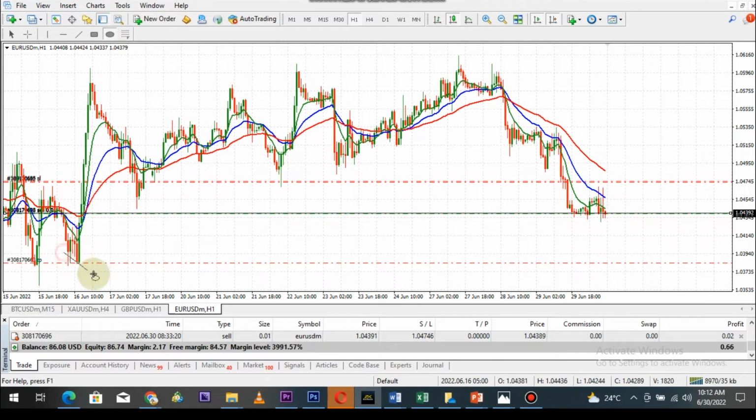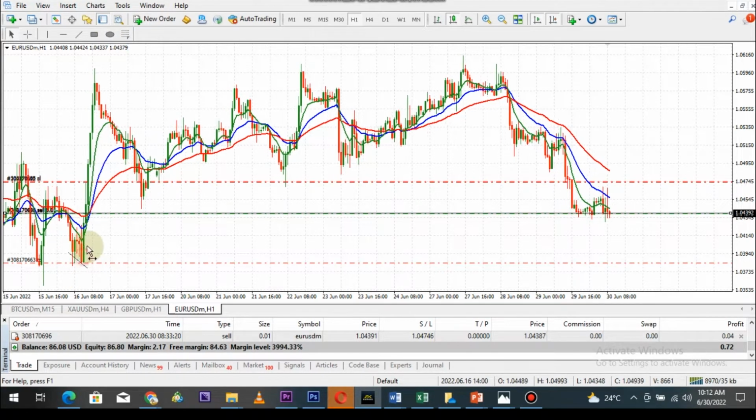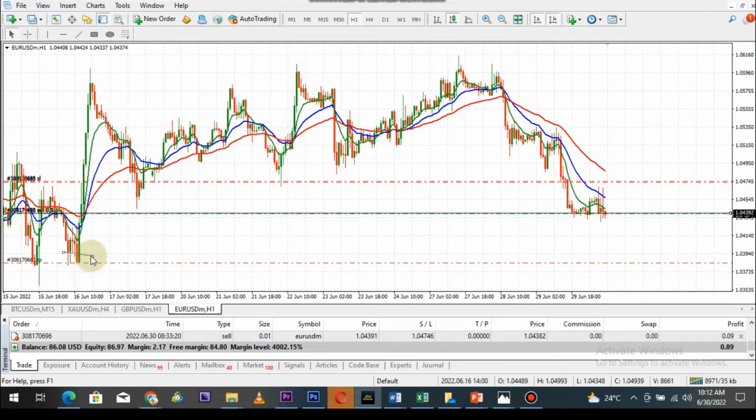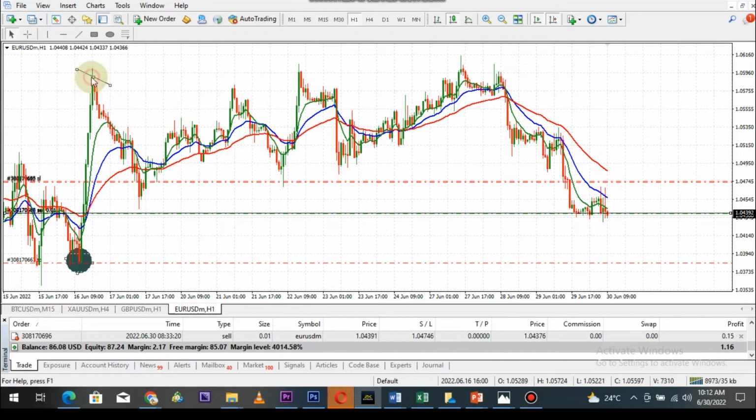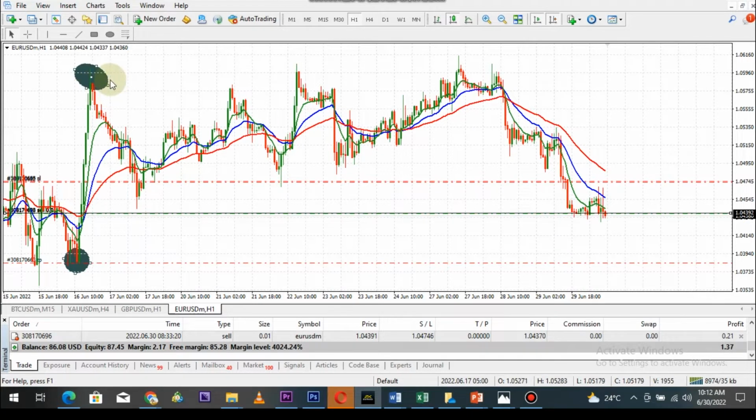Correct. So now, to identify your support and resistance zone, the first thing you need to do is to mark out points on your chart where the market changed direction. So this is one point here. This is another point here. This is another point here. All right. So you just go through the chart and mark out points in the market or zones in the market where price changed direction.